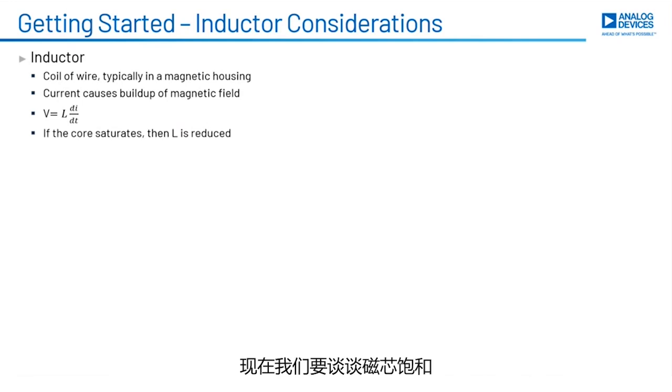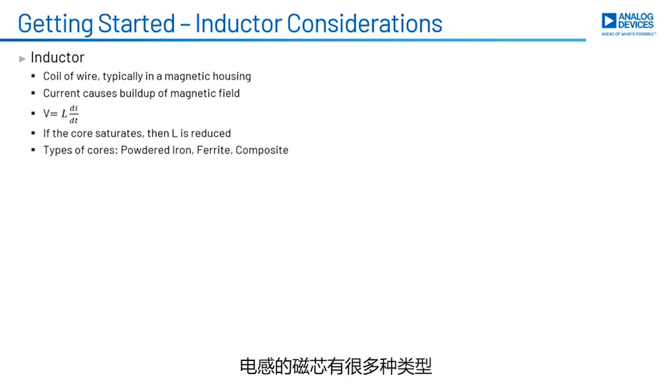And we have to talk now a little bit about core saturation. There is a limit to how much magnetic flux a particular core can handle. And if you reach that limit for a particular core, then the inductor does what's called saturating. And when this happens, the ability to build up a larger magnetic field goes away and the effective L value drops. And that could cause problems.